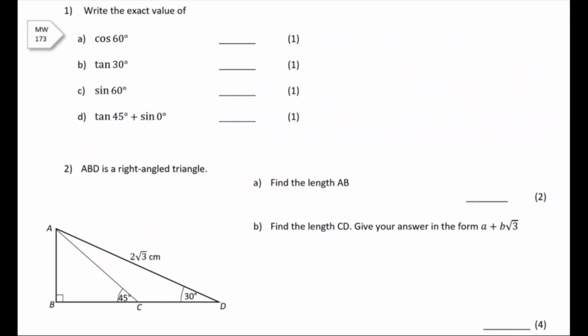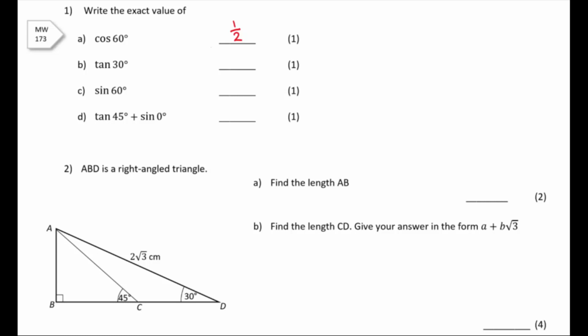Okay, we're going to go through the Geometry 4-8 shadow test. Exact trig values first. Watch the Maths Watch clip if you can't remember how to do these. There's a neat trick. You can use your hand to help you remember these things, but you just need to know them. So cos 60, let's start with that first.